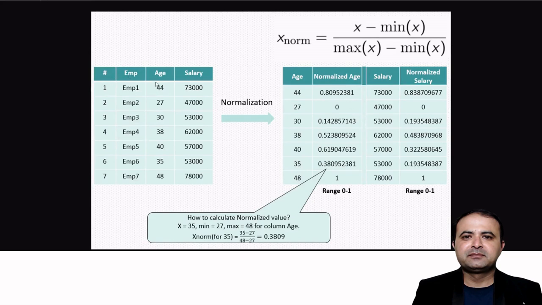You can see the employee, age, and salary. This is the formula to normalize the data manually. The maximum age is 48, so 48 becomes one, that is 100%. The 44 is less than 48, so it becomes, I think, 80%. And 27 is the lowest, so it becomes 0. So it converts into a ratio or percentage, and we can say that is the normalized value with the help of this kind of formula.